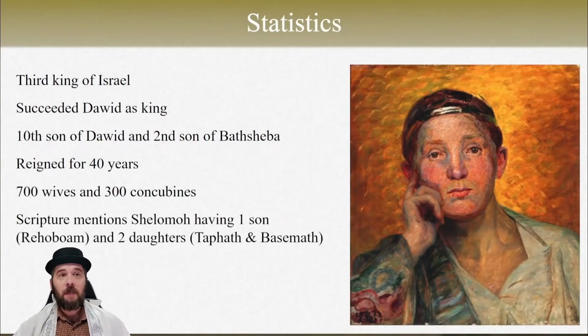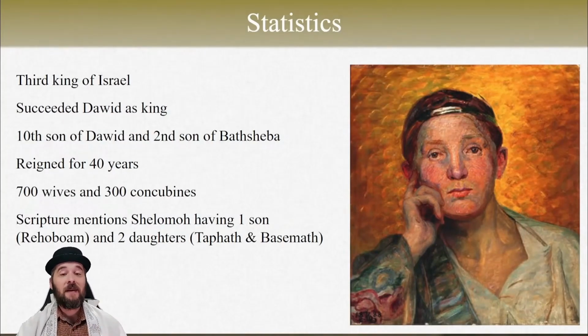Scripture also records him as having one son and 2 daughters. Now, most people, including myself, think this is not all the children he had. This is just what was recorded in Scripture. I mean, if you're a man with 700 wives and 300 concubines, you're bound to have more than just 3 children. Okay? It makes sense that you would have a whole bunch of children. Otherwise, there might be something medically wrong there.